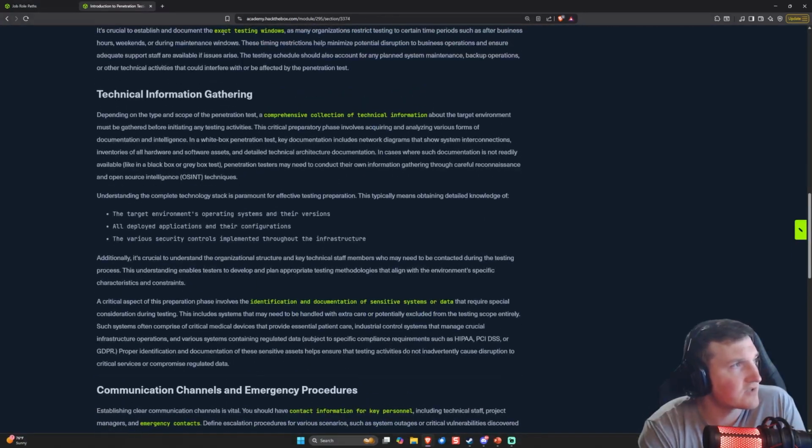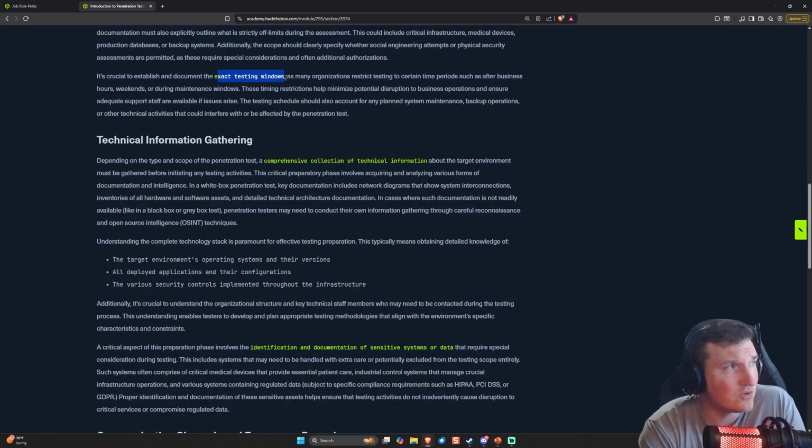Exact testing windows. These are really important to stick to. I've seen people get themselves in a little bit of trouble because it got ready to be 5 p.m. and they're supposed to stop at 5, and they're like, I've got one more command and then I'm through this phase, and they click it and it's 5:01. It's like, you just broke that contract. You can't be doing that stuff.